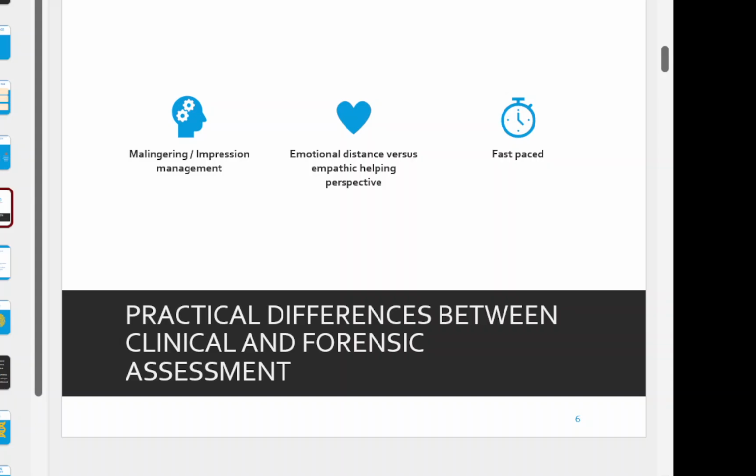As we move on, the clinical context may not even consider malingering or impression management, but this is a big factor in forensic psychology, as people will want to paint themselves in a certain light that is favorable to the outcome that they want. There is a substantially greater likelihood of conscious distortion. We're going to talk much more about this in future lectures and how we handle malingering and impression management.